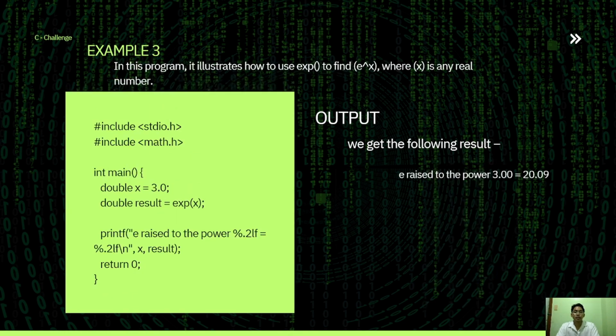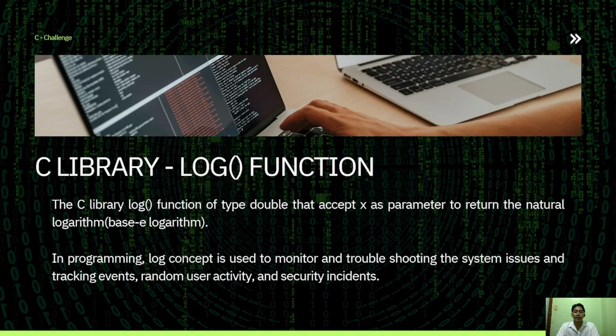Example number 3. This program illustrates how to use exp to find the exponential to the power of x, where x is any real number. Double x is equal to 3.0 and double result is exp of x. We get the following result using this code: e raised to the power of 3 is equal to 20.09.